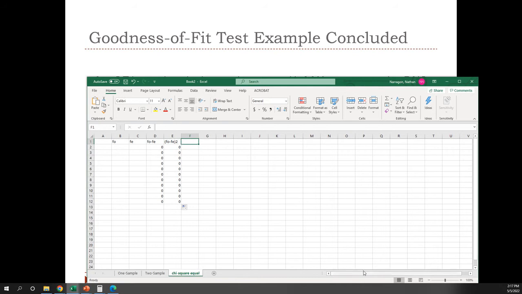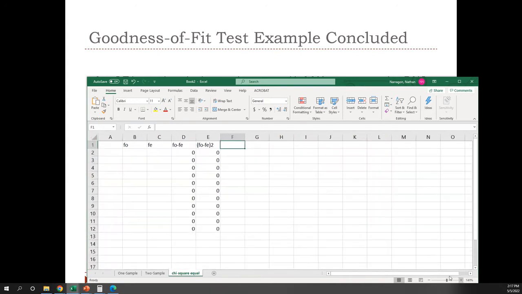Alright, next, we're going to take FO minus FE squared, divided by FE. So this is going to equal whatever this number is, divided by this number.